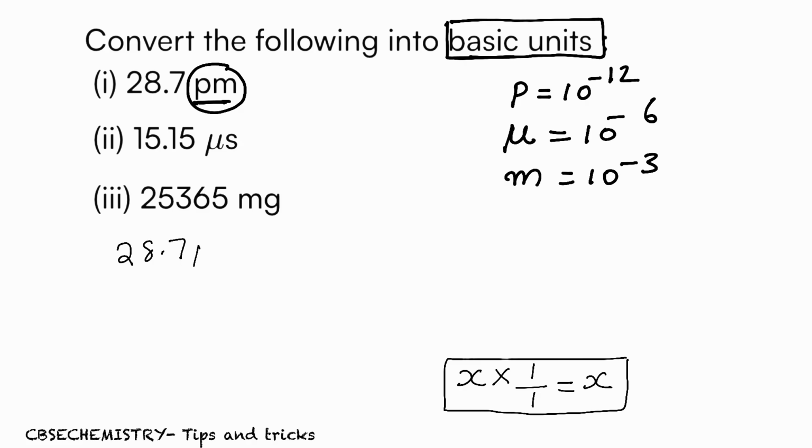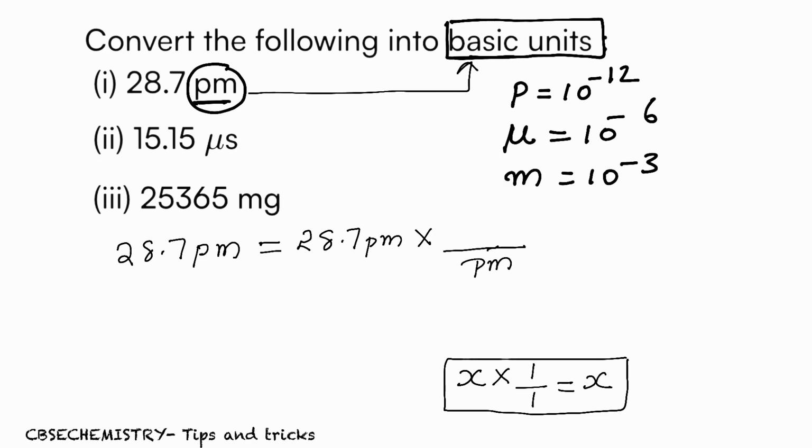28.7 picometer. What is our task? Task is to convert picometer to basic unit. Picometer is definitely length. And what is the basic unit of length? That is meter. So our task is to convert picometer to meter. Okay. So what I have to do? Write 28.7 picometer is equal to 28.7 picometer. Now, see, our aim is to remove picometer. So, write that on the denominator. Okay. Now, our task is to convert it into what? Meter. Basic unit is what? Meter. For length, basic unit is meter. Write that on the numerator.